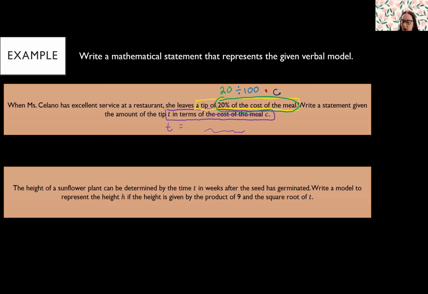So 20% of the cost of the meal translates as 20, the percent, so divide by 100, of, and then the cost of the meal is C. So when we put this all together, we've got T equals 20 over 100 C. Because they told us put T in terms of C. So T equals, and then what follows is going to be something that involves C. So you have to piece apart and go to the parts where you actually have numbers, the things you're interested in, and you start translating that.